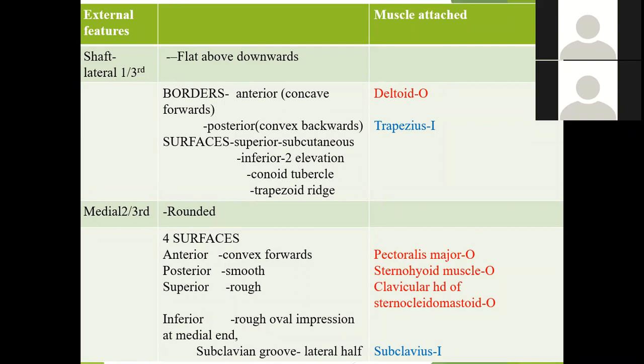And next we are coming to the superior surface. The superior surface gives attachment for the clavicular head of the sternocleidomastoid muscle. Now we are coming to the inferior surface. Already we saw it has a subclavian groove, and this subclavian groove gives attachment for the insertion of a muscle called the subclavius muscle. So totally, we can see the shaft gives attachment for six muscles.